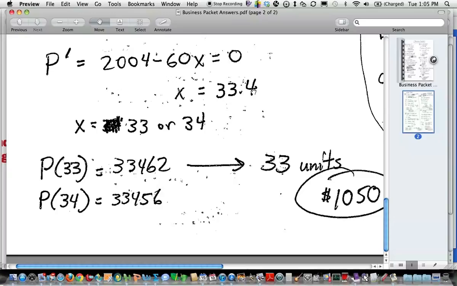So here's your assignment for tomorrow. In the business packet, you can go ahead and just circle them here. We're going to do 21 and 23.